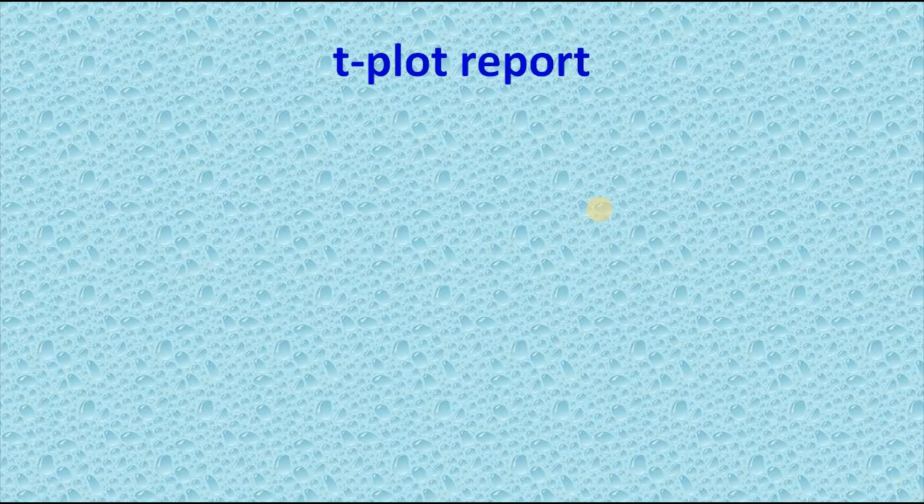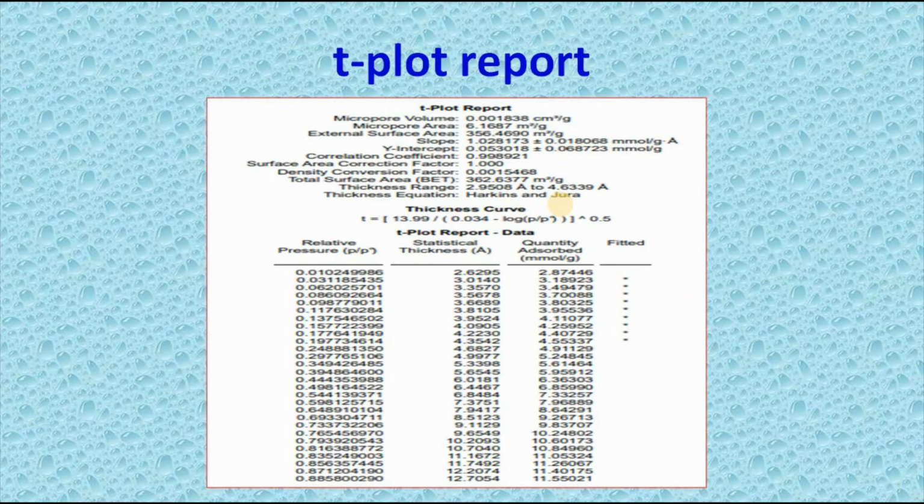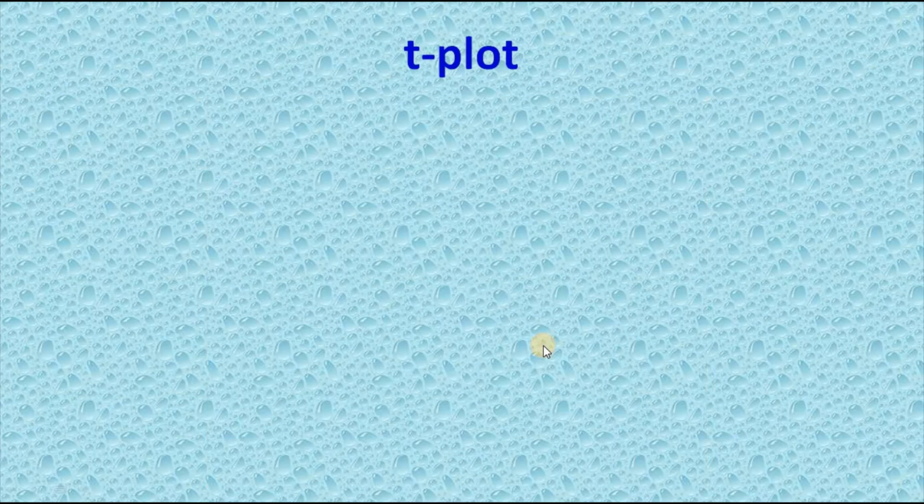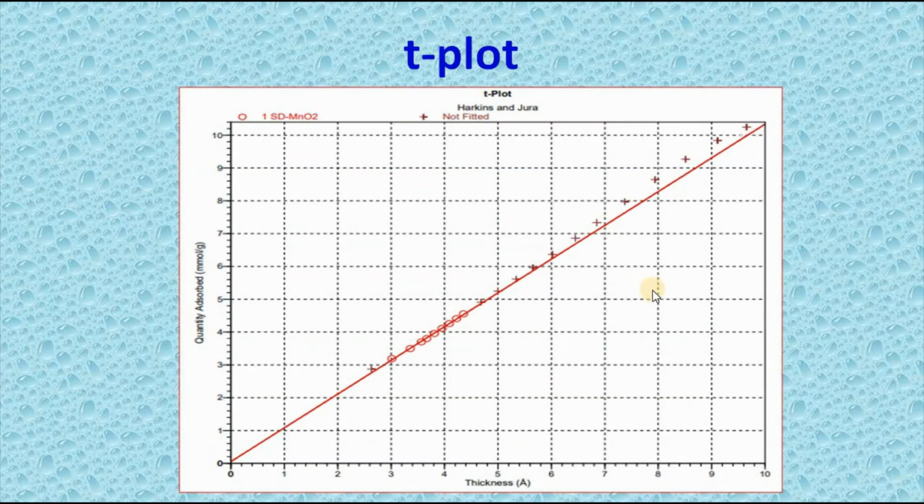It also produces a t-plot report. Here is the t-plot report for thickness curve, and here is the t-plot report data, and here is the linearized t-plot, which considers the Harkins and Jura isotherm model.